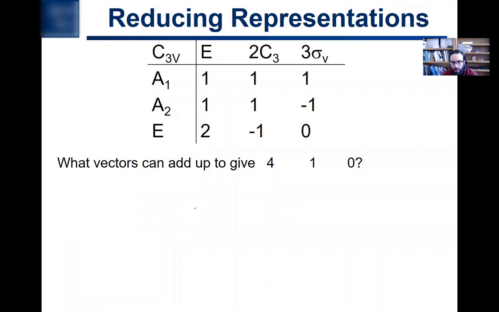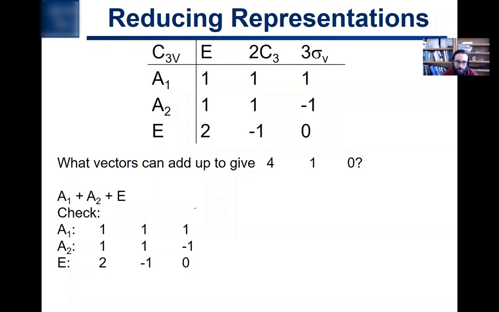Basically what you're asking is, what vectors add up to give 4, 1, 0? You just have to look at it for a while and try some different combinations out. Then you'll figure out that, in this case, A1 plus A2 plus E gives you what you want, 4, 1, 0. So you can check that. We write down what A1, A2, and E are and add them all up. 1 plus 1 plus 2 is 4. 1 plus 1 plus negative 1 is 1. 1 plus negative 1 plus 0 is 0. So that proves that A1 plus A2 plus E equals 4, 1, 0.